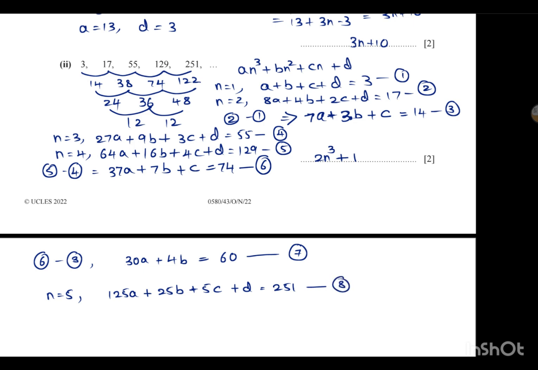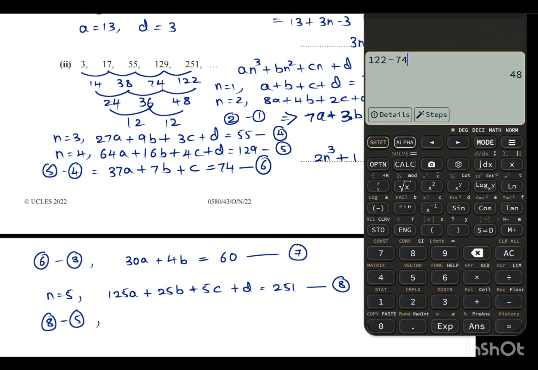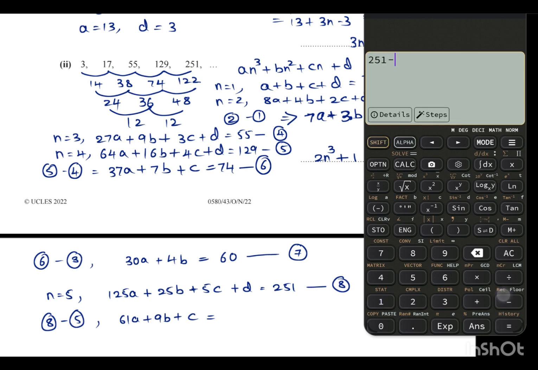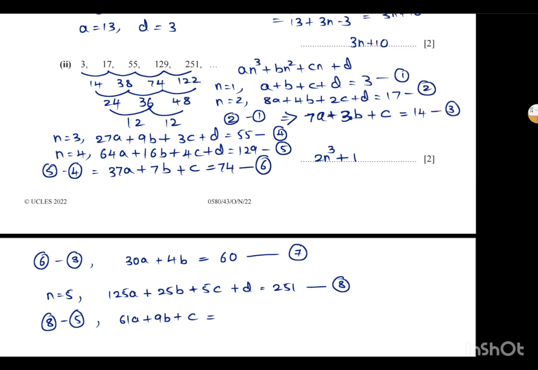Now let us also eliminate d by doing equation 8 minus equation 5. So when you do 125 minus 64, you get 61a. Then 25 minus 16, you get 9b. Then 5c minus 4c, you get c. d minus d is 0. 251 minus 129, we get 122. So this is equation 9.